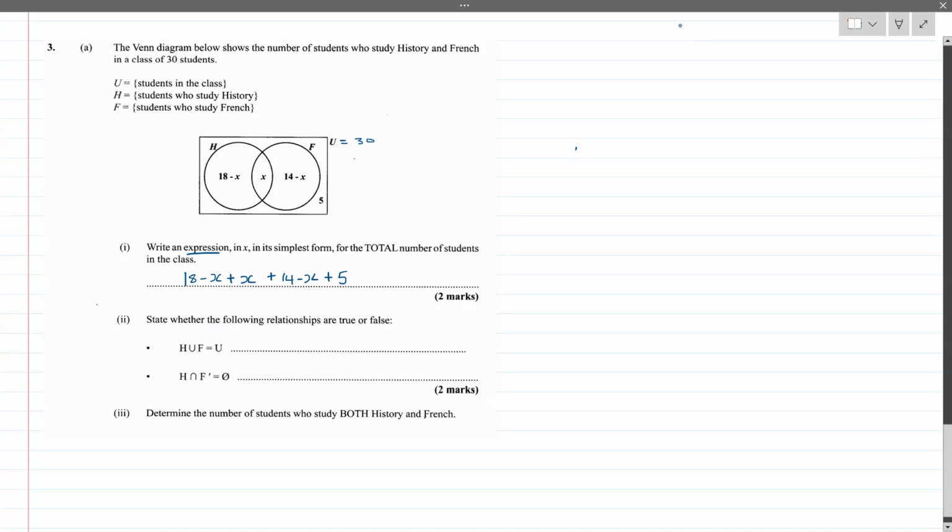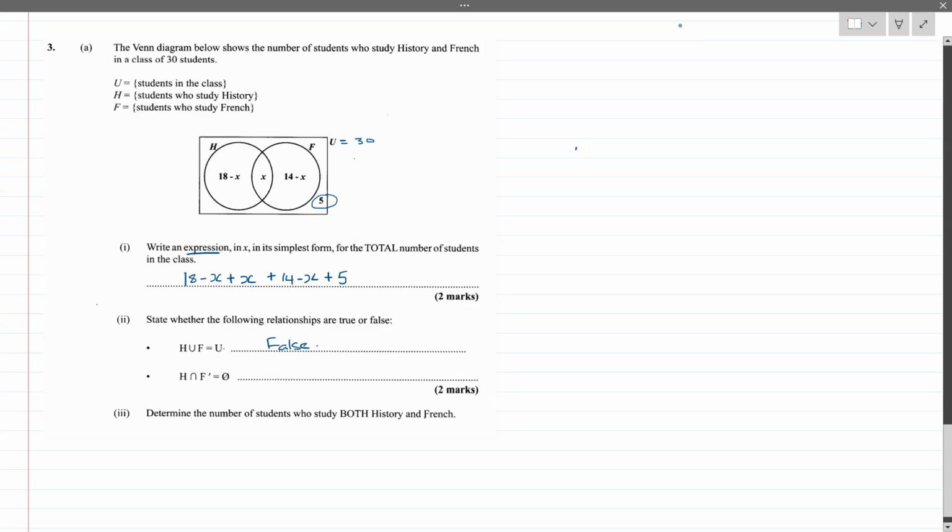State whether the following relationships are true or false. So H union F, so H or F, meaning everything in H or F, is equal to the universal set of 30. So if we add up everybody in H and F, would it be equal to 30? No, it wouldn't, because we have this group of 5 students outside here. So that's going to be a hard false.